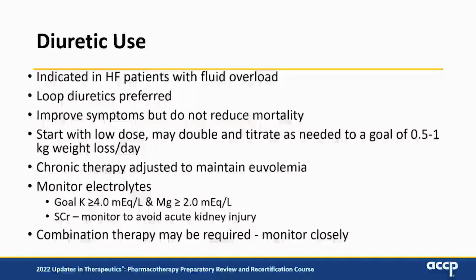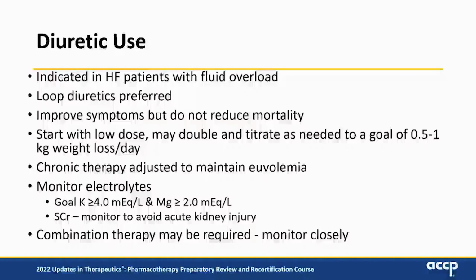Okay, so those are our 4 life-saving therapies and our kind of backbone. And then we also have diuretics, which are also first line for anybody who needs them, indicated anytime you have a heart failure patient with fluid overload. Loop diuretics are the preferred diuretic drug class. That's because they're the most effective at diuresing patients. Again, they reduce symptoms, but not mortality. So we'll start with a low dose.